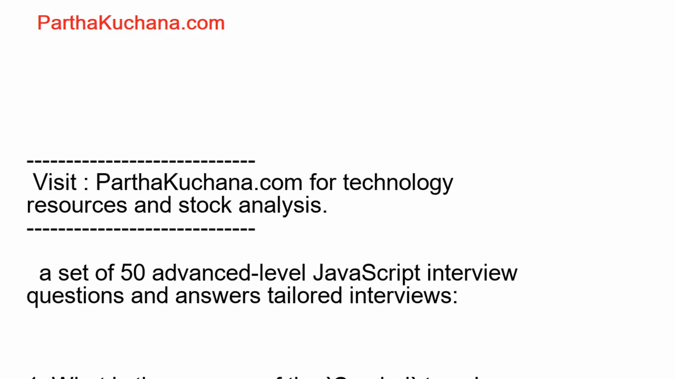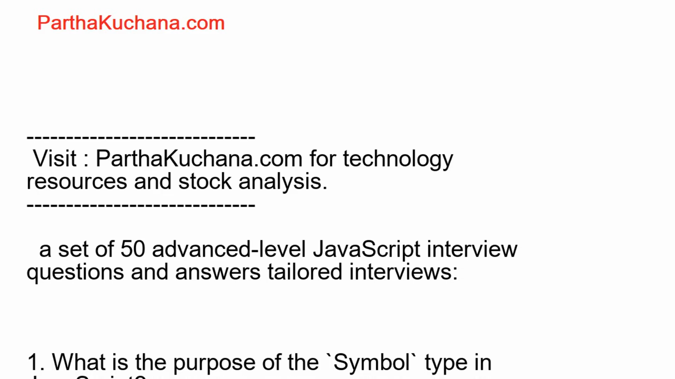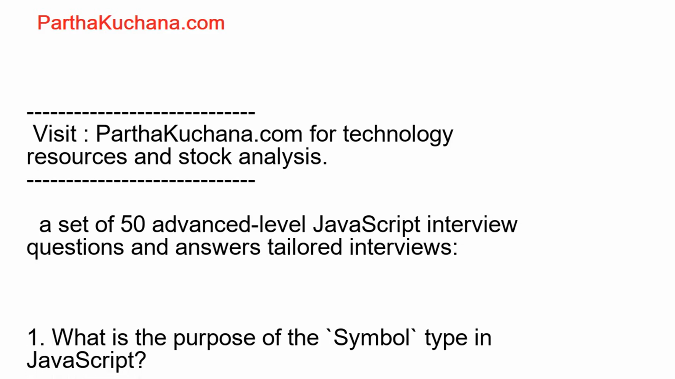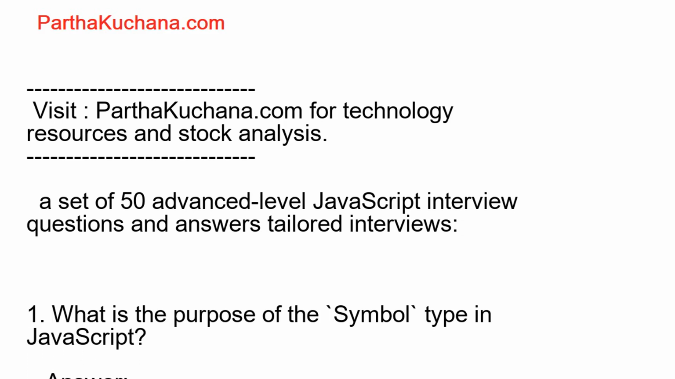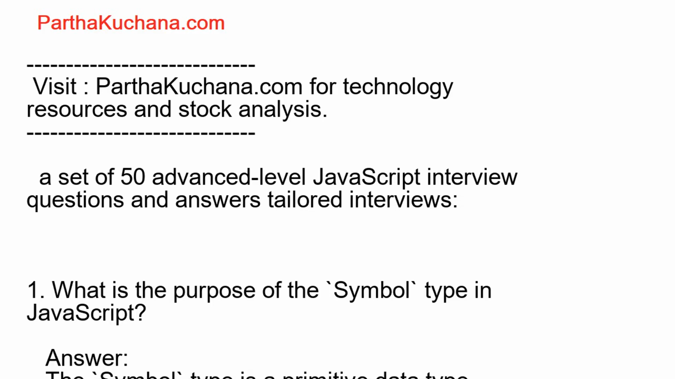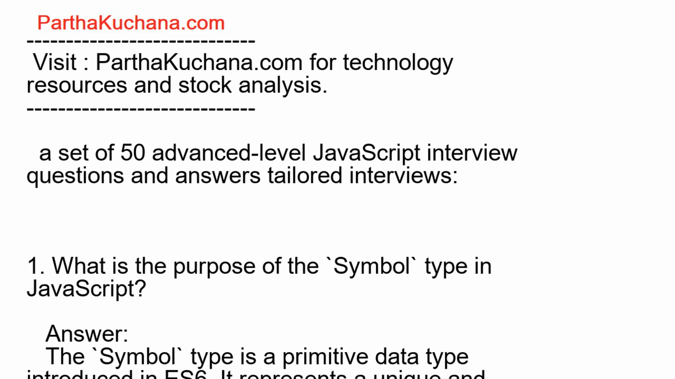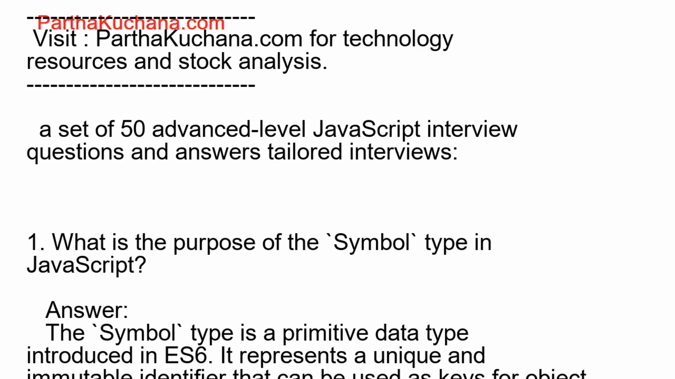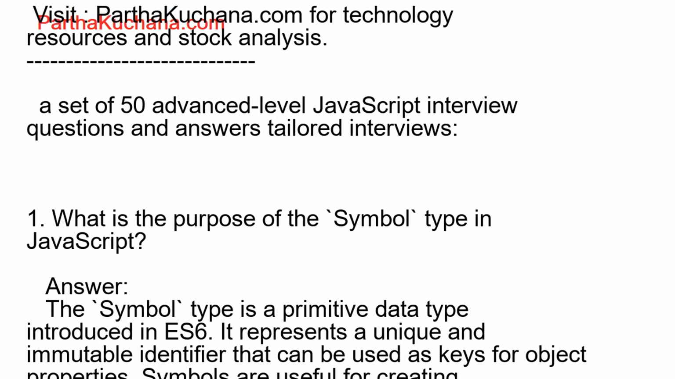It represents a unique and immutable identifier that can be used as keys for object properties. Symbols are useful for creating properties that do not conflict with other property keys, which can be helpful when writing libraries or frameworks to avoid name collisions.